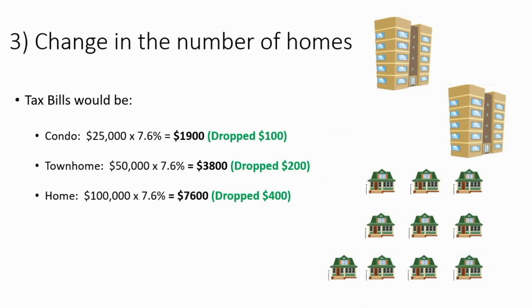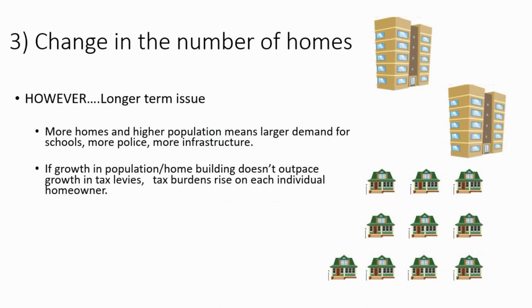However, it should be noted, in cases like this where you have a lot of development, there can be a longer term issue. I mean, more homes and a higher population means what? A larger demand for schools, you have to hire more teachers, perhaps put up another building, more police, more infrastructure. So the issue is sometimes if growth in population or home building doesn't outpace the growth in tax levies, tax burdens will still rise on each individual homeowner.